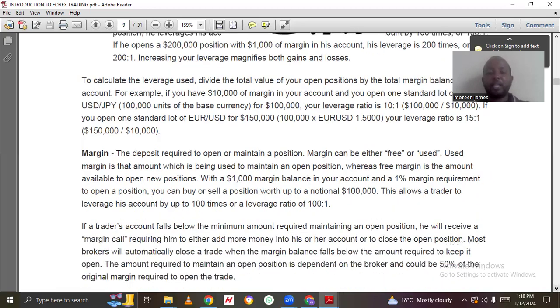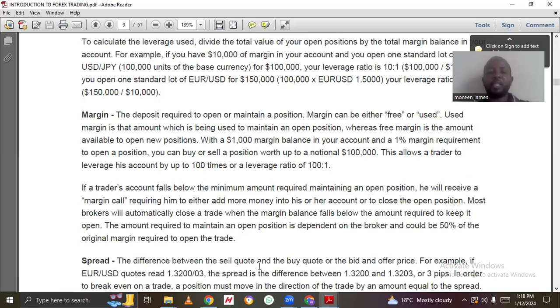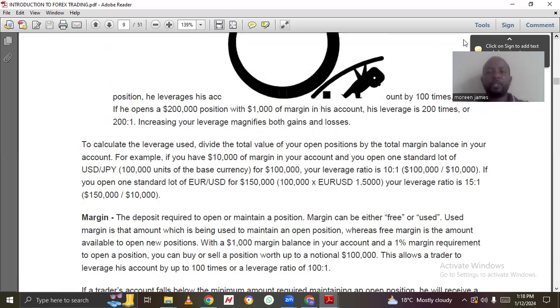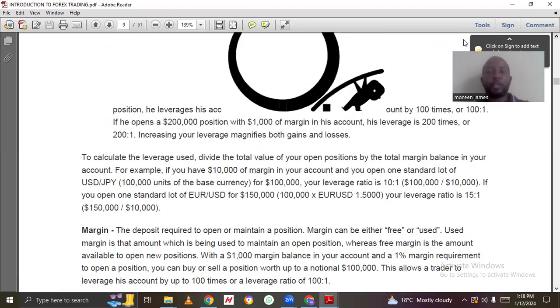Spread is not hard. I had said it's the difference between the sell and buy quote, or the bid and offer price. For example, if Euro USD reads this, the spread difference is 1.33. Also, this one we're going to do practically. So I have less than 4 minutes remaining. Any other question? So this is our Q&A session.